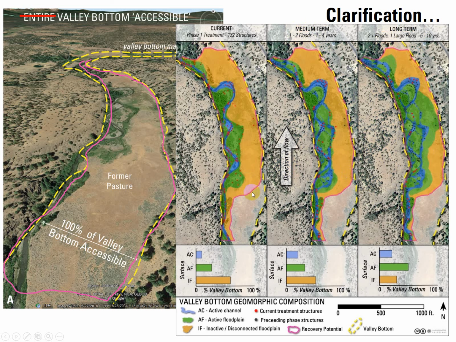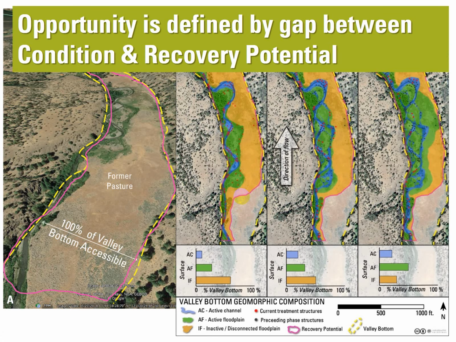We'll get there later. But for now, just think about mapping your space by finding the valley bottom, mapping the current inactive and active surfaces within. That's an expression of condition. And then looking at the feasibility based off a combination of risk and what's possible within that system of recovery potential. So opportunity is defined by that gap between condition and recovery potential. And your job as a designer becomes thinking about what does it take to close that gap, and how many treatments might it take, and how long.